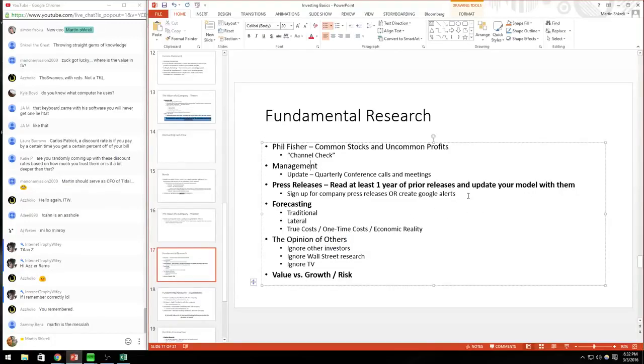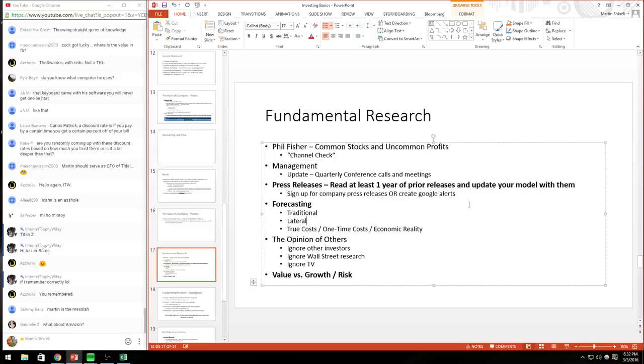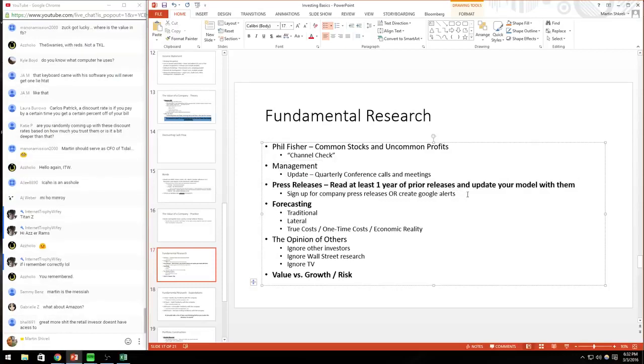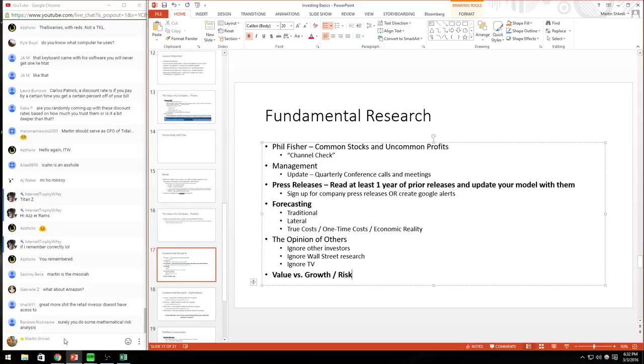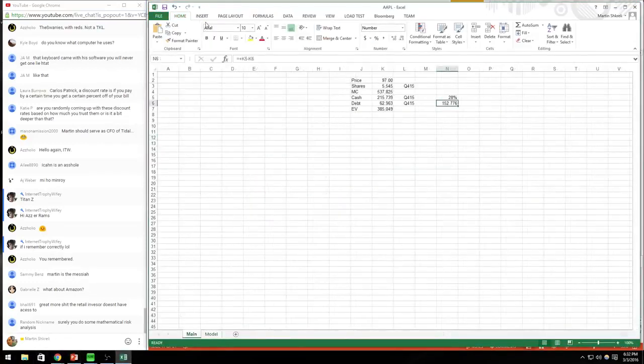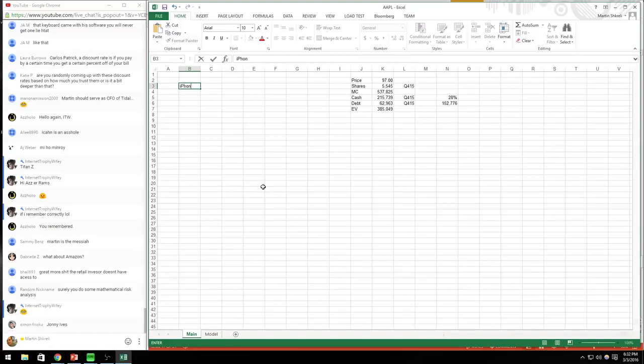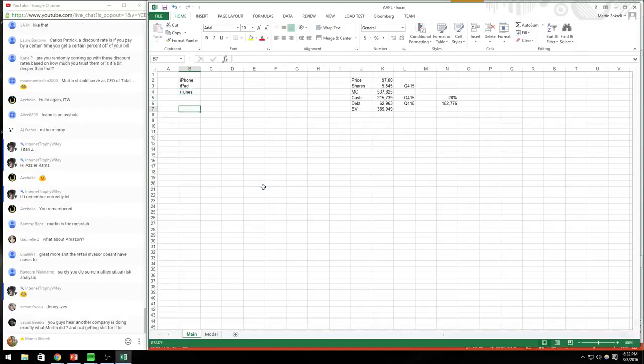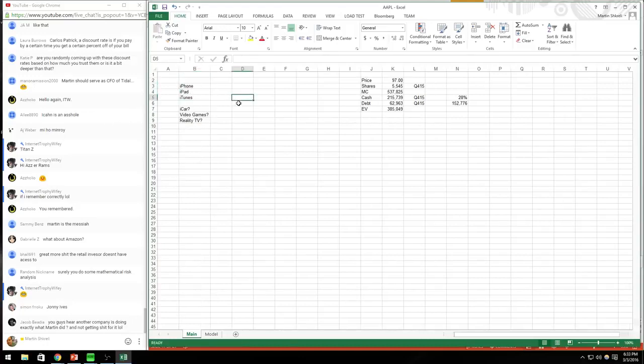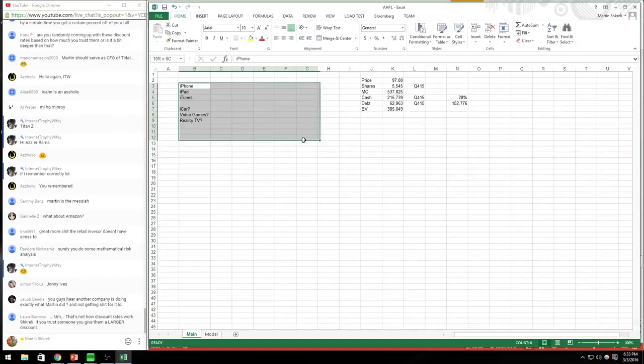The next step is something that I think is really important. I'll leave you with this. It's very, very important to read all of the press releases you can and update your model with them. The model isn't just financial. You want to be able to list things here, all of your notes. iPhone, iPad, what are their other products? iTunes, any other products? How about potential future products? Is iCar in the pipeline? Are video games in their pipeline? Is reality TV in their pipeline? What is Apple going to do? Everyone watches their every move. And what's the breakdown?